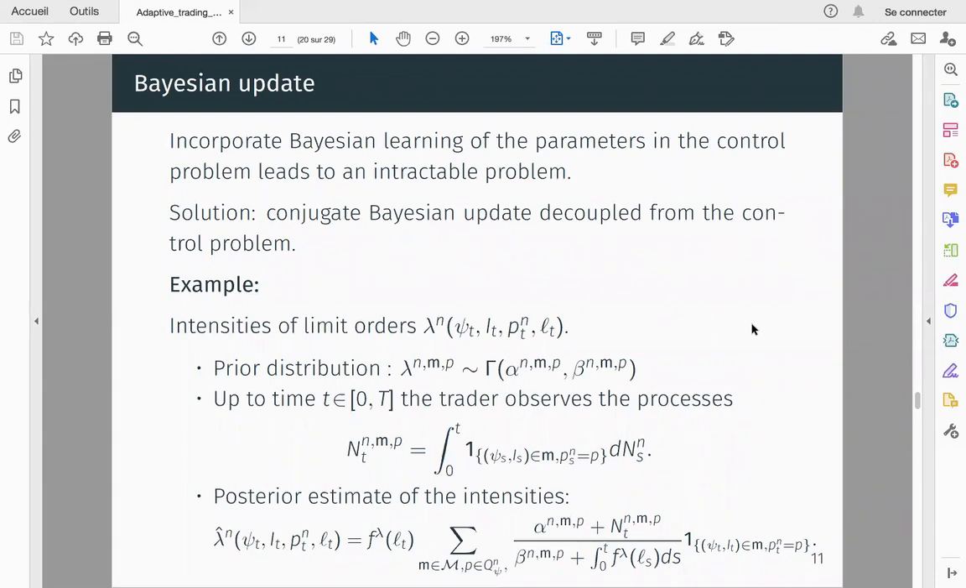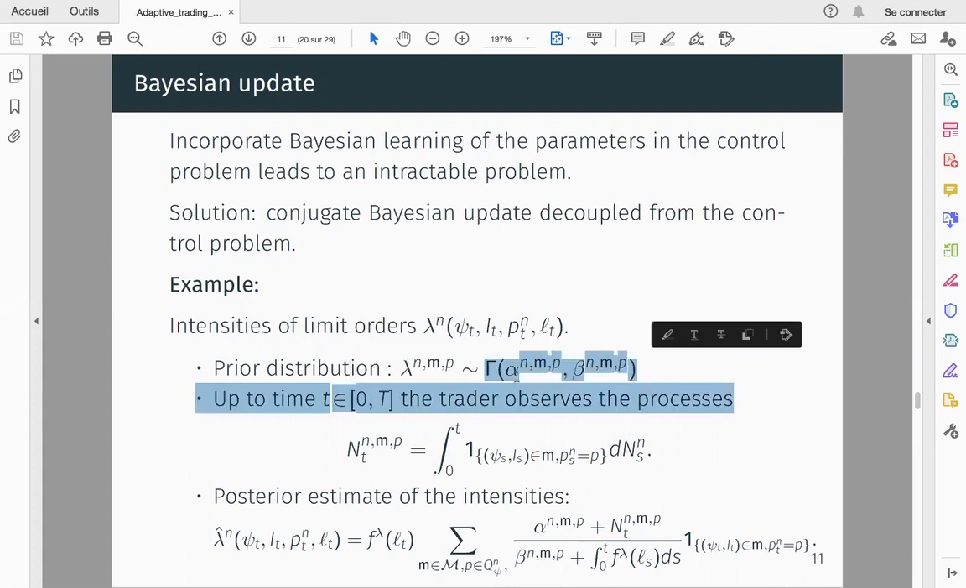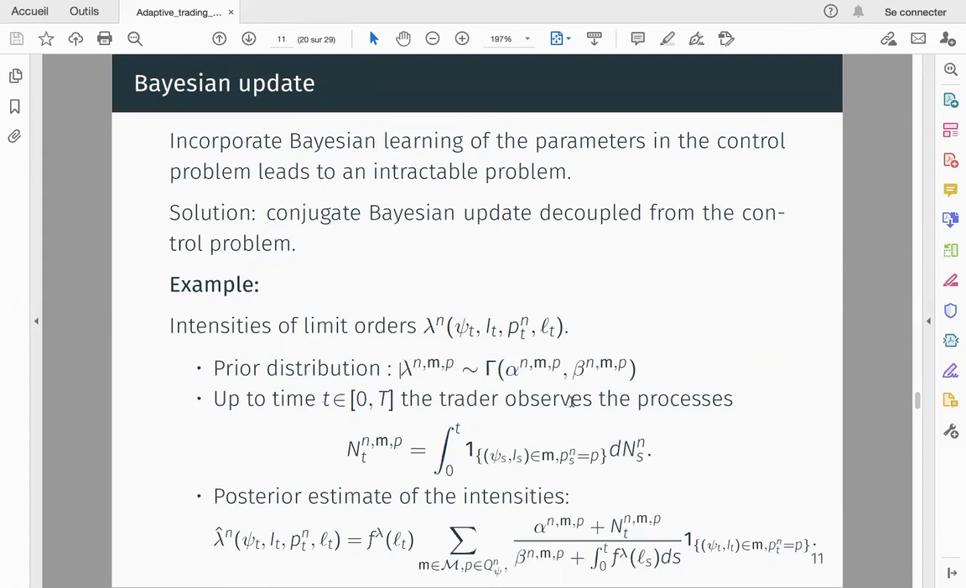Incorporating Bayesian learning of all the market parameters will lead to an intractable control problem. It is well known in stochastic control theory. So what we propose is to do a conjugate Bayesian update, which is decoupled from the control problem. I will give one example with the intensities of limit orders. You put a prior gamma distribution on each lambda NMP, and up to time t, the trader observes this process, which is basically the number of limit orders executed when the spread and imbalance on all the liquidity venues were in state M, and you used limit P.